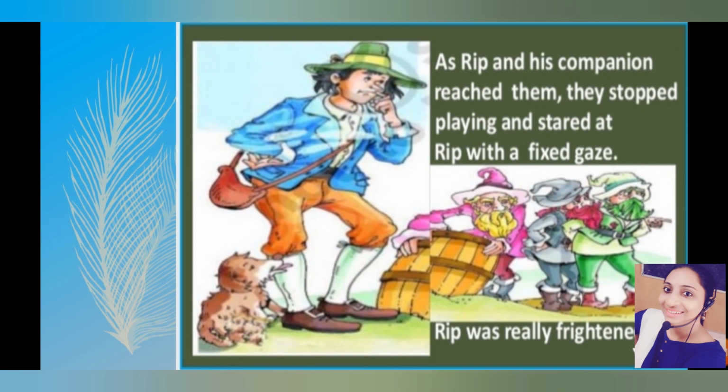As Rip and his companion reached them, they stopped playing and stared at Rip with a fixed gaze. Rip was really frightened. Rip's companion means that short man who was holding the barrel. When they reached them, all those short men stopped playing and started looking at Rip with a fixed gaze. Fixed gaze means they were constantly staring at Rip, and Rip was really frightened. He was scared.